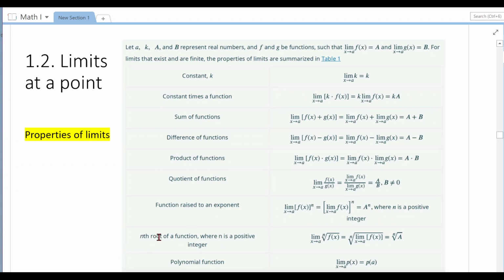For the nth root of a function, where n is a positive integer, shown here, the limit of the nth root of a function f of x equals the nth root of the limit of that function, so the nth root of a. Polynomial function: the limit of a polynomial function equals the polynomial evaluated at that value, as x approaches a constant value a.